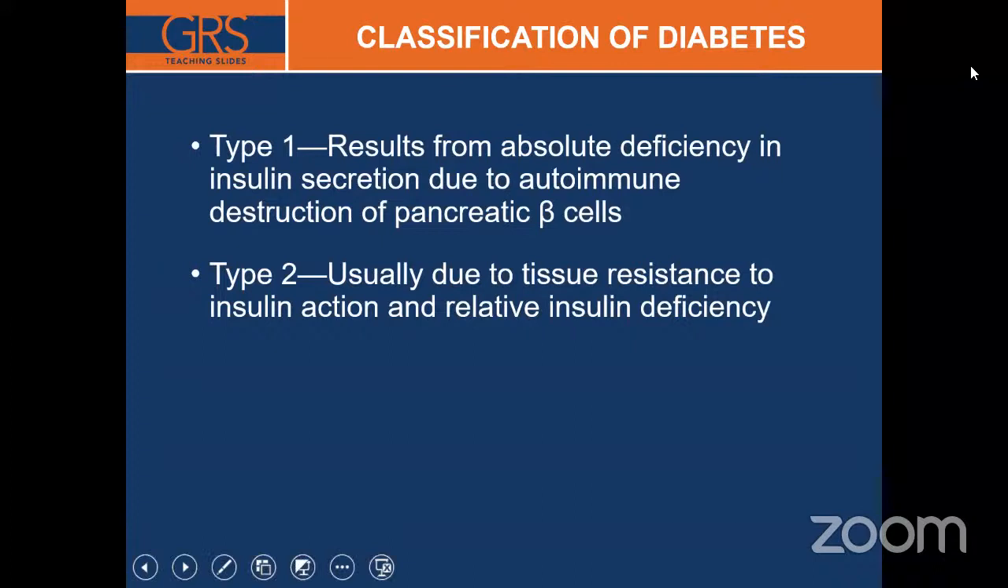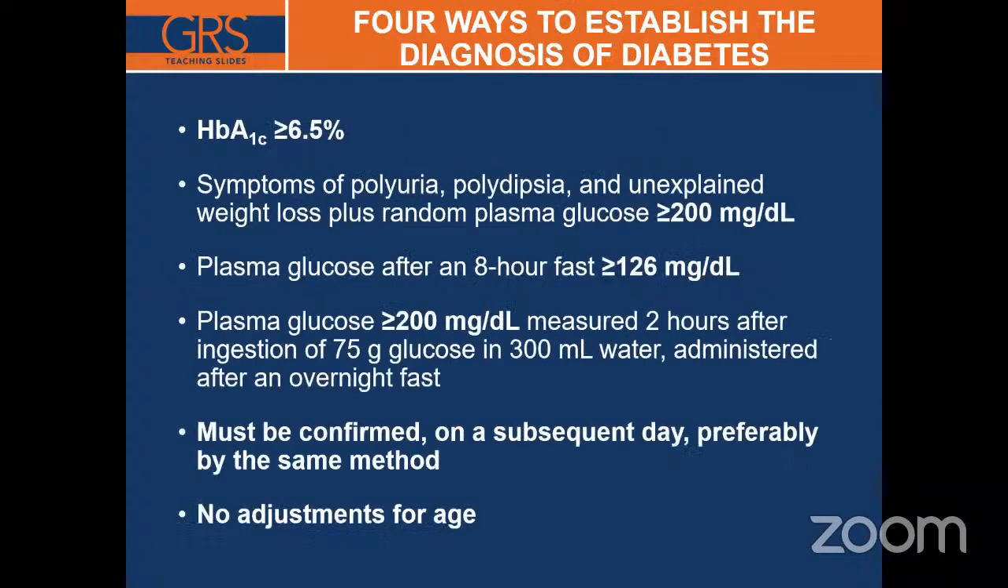Type 1 results from absolute deficiency in insulin secretion due to autoimmune destruction of pancreatic beta cells. And type 2 diabetes is usually due to tissue resistance to insulin action and relative insulin deficiency. This means that in type 2 diabetes, there is no absolute deficiency of insulin.